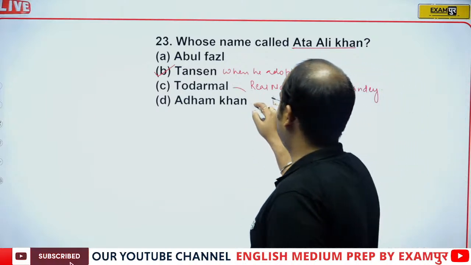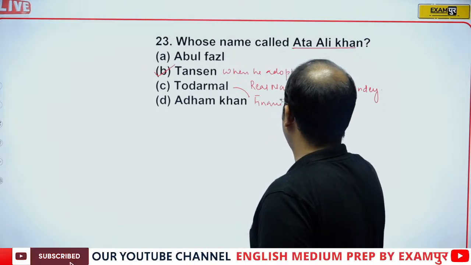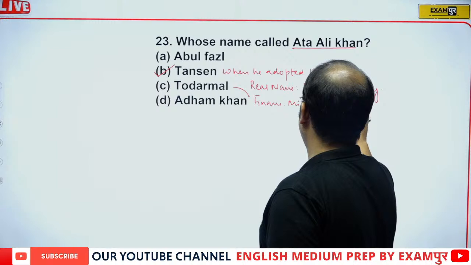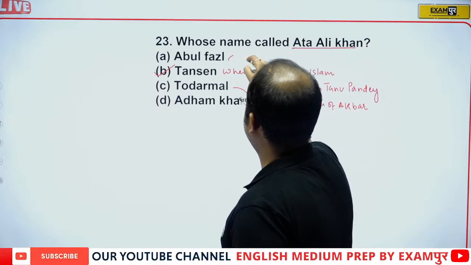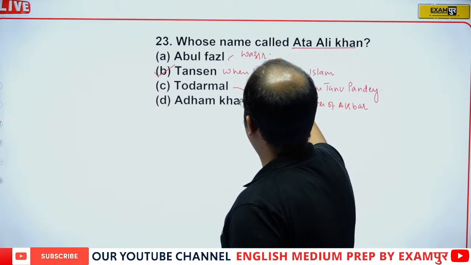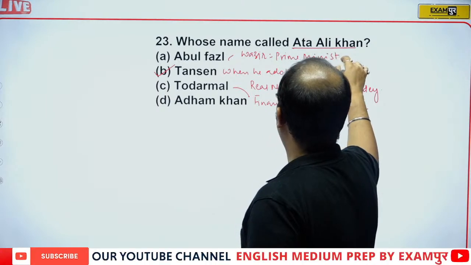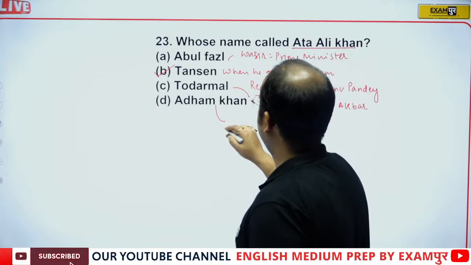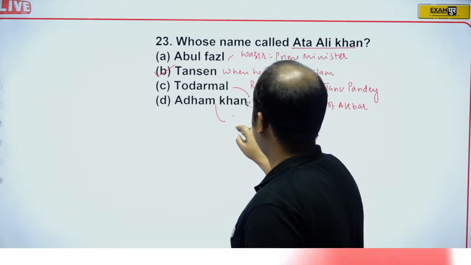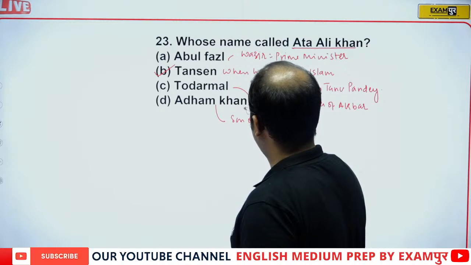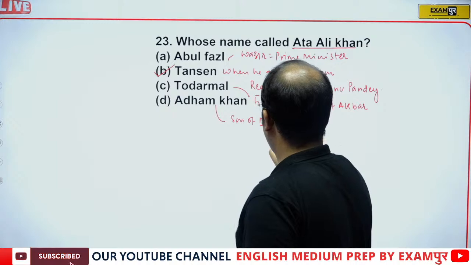Todarmal, he was the finance minister of Akbar. Then Abul Fazl, he was Wazir, that is the prime minister of Akbar. And Adham Khan, he was the son of Mahamanga, who was matron of Akbar.